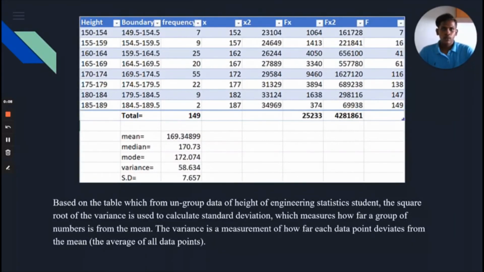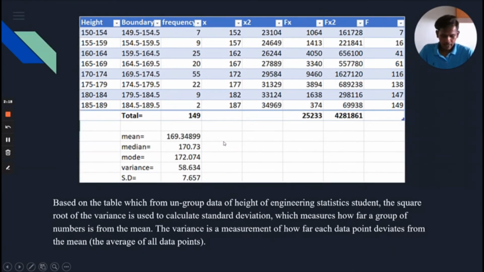My name is Yoganan Mohan. My matric number is AA191366 and I am from Section 5 Engineering Statistics. I am here to explain how to get mean, median, mode, variance and standard deviation based on the table that I did here. First, to get the mean we use the formula mean or x bar is equal to sigma fx over f, which we will get 169.34899 and so on.